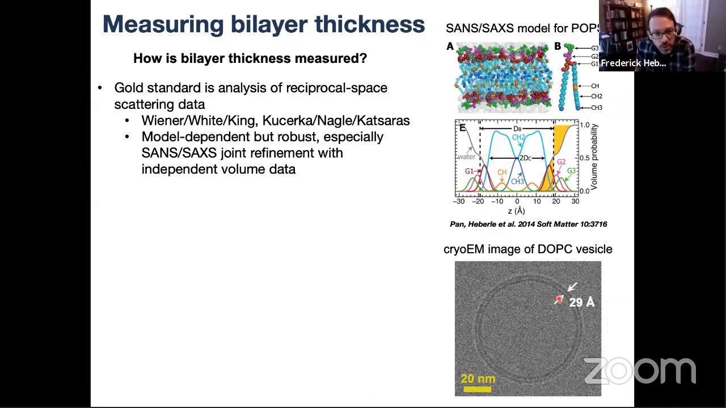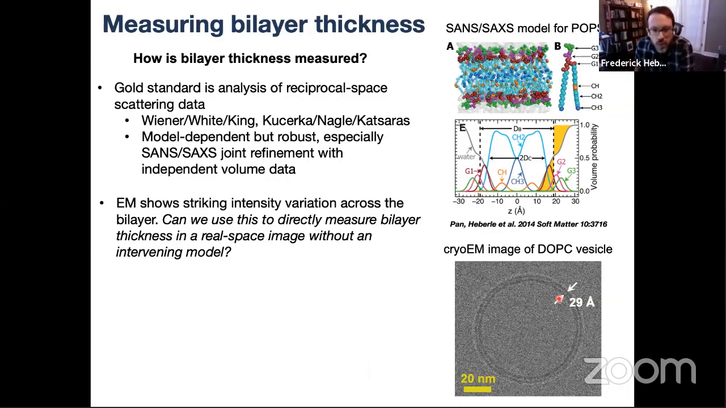And that's remarkably close to the hydrocarbon thickness of DOPC at 25 degrees that has been determined with scattering analysis. So the question is, can we use this feature in cryo images to measure an absolute bilayer thickness? And the answer to that, I think, is maybe. So after working on this analysis for more than a year now, I think that doing this in a robust way is actually more difficult than it appears. And I'll show you why I think that's the case.